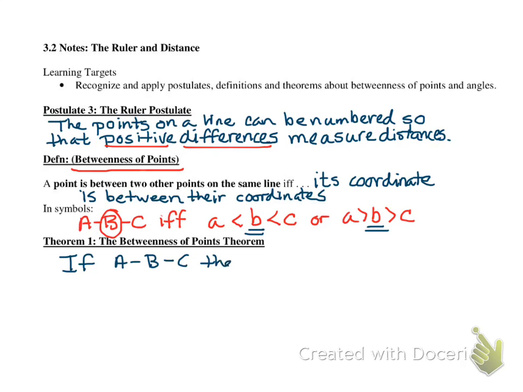then if we take the length of AB, so the distance between those two, plus the length of BC, so the distance between those two, then what we should get is the total distance AC. That will only be true if B is between A and C. So let's look one more time at the number line.